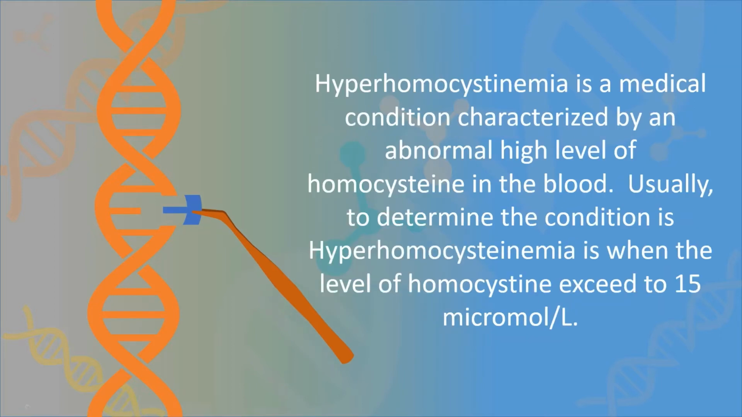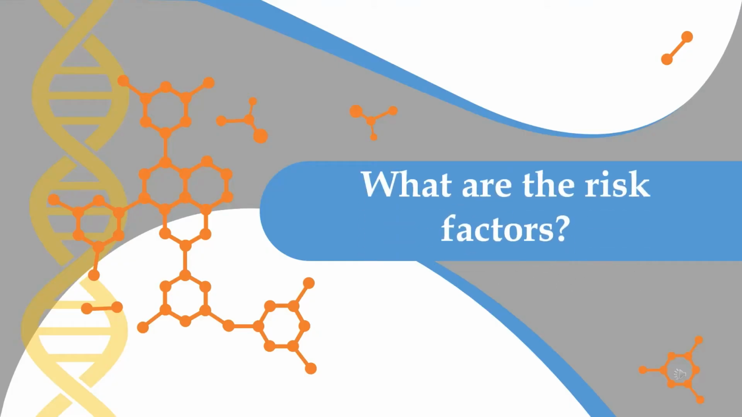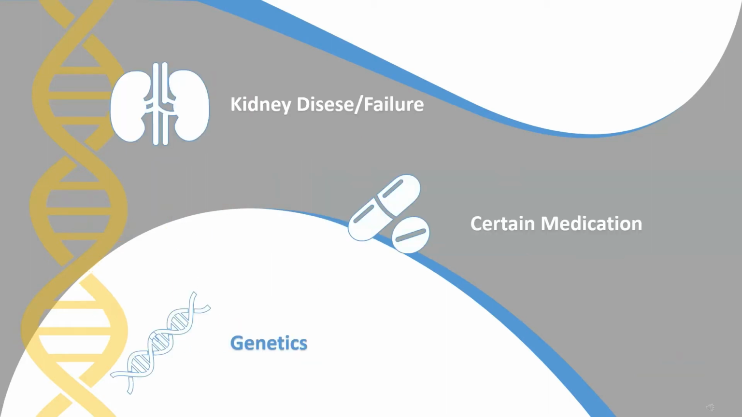So, to sum up, hyperhomocysteinemia is a medical condition characterized by an abnormally high level of homocysteine in the blood. Usually, the condition is determined as hyperhomocysteinemia when the level of homocysteine exceeds 15 micromole per liter. So, what are the risk factors associated with the disease? First, kidney disease or kidney failure, certain medication, and genetics.